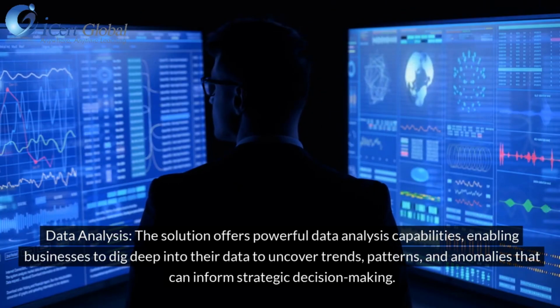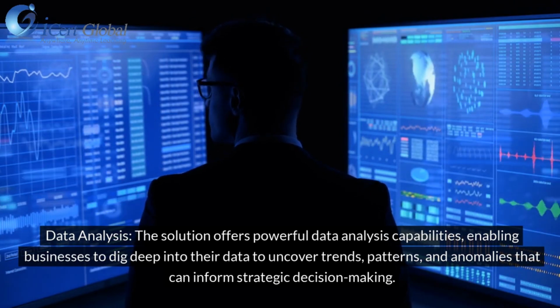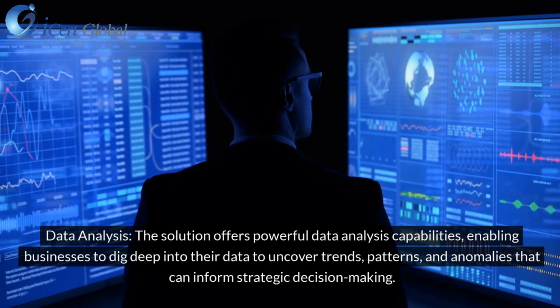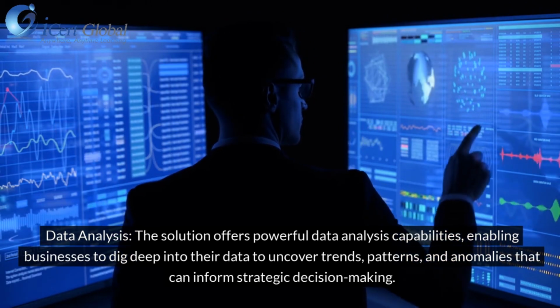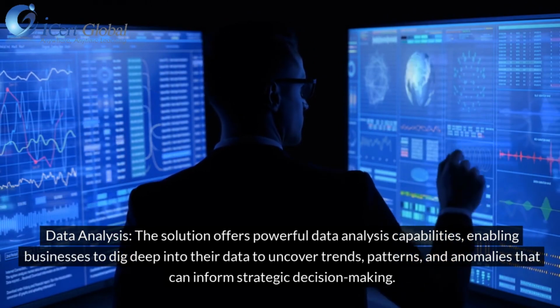Data analysis. The solution offers powerful data analysis capabilities, enabling businesses to dig deep into their data to uncover trends, patterns, and anomalies that can inform strategic decision-making.